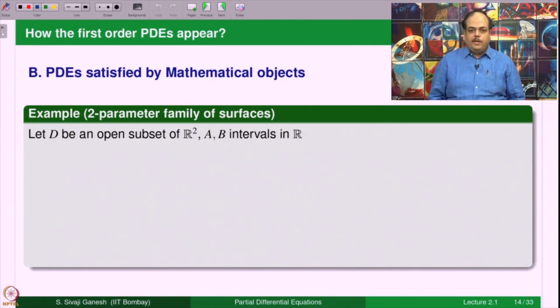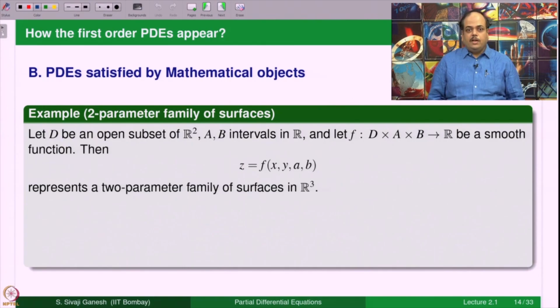Consider a 2 parameter family of surfaces. In fact, what we are going to consider is surfaces which are graphs z equal to f(x, y, a, b). What are a and b? They are some parameters varying in some intervals. So, it is a 2 parameter family of graphs of functions.